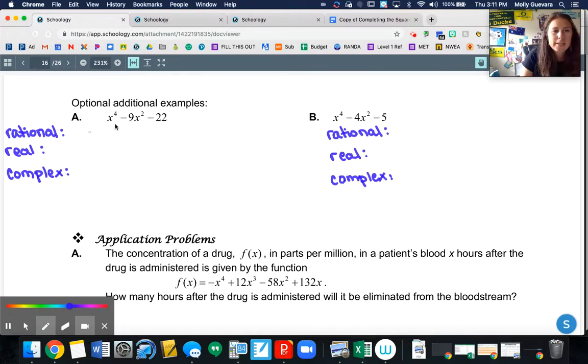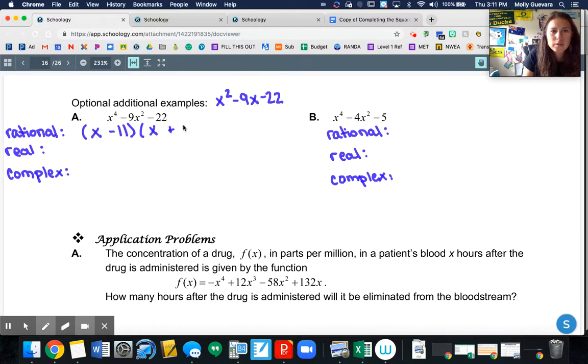All right, so for my rational, what I'm really looking at here is x squared minus 9x minus 22. How does that factor? And I get x minus 11, and then x plus 2. But since it's actually x to the fourth, both of these have to be squared. So it's x squared minus 11, and then x squared plus 2. So that is my answer among the rational numbers, right?